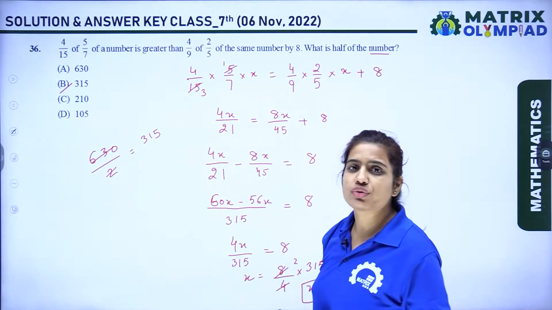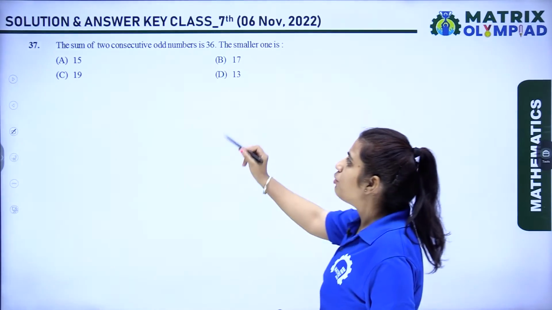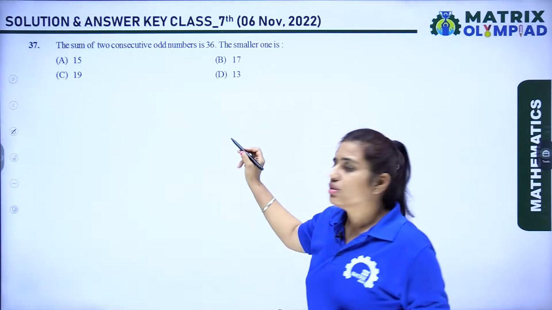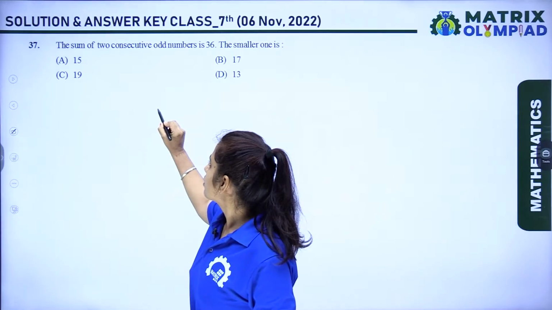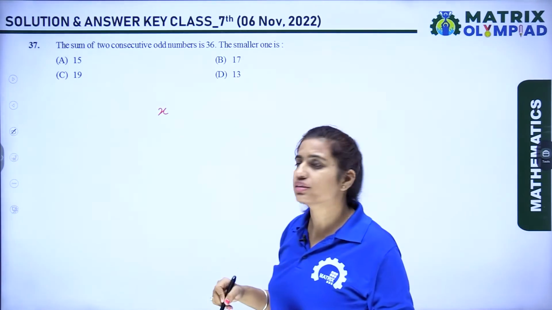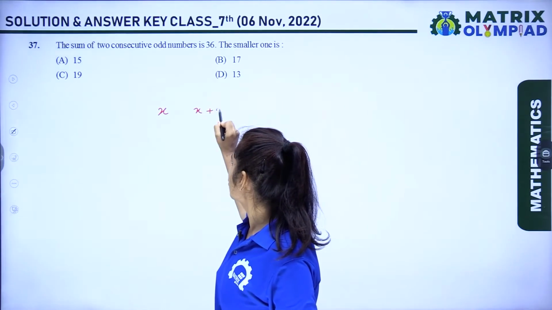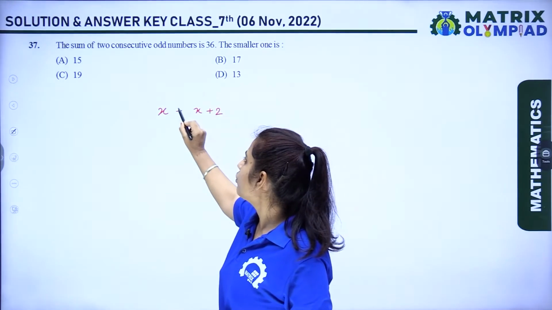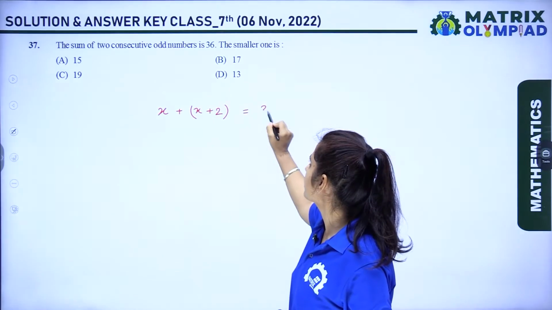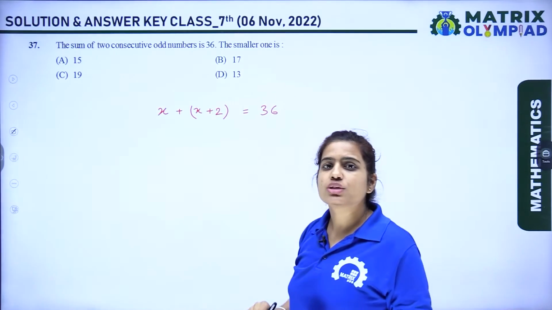Now let's move on to the next question. The next question is, the sum of two consecutive odd numbers is 36. Let's say one number is x and another consecutive odd number is x plus 2. So we have to find out the sum. Now adding these two numbers we get 36. We have to find out the smaller number.